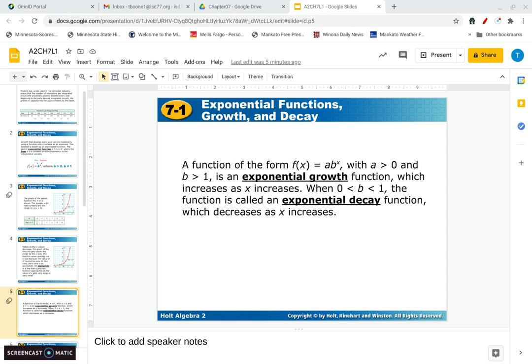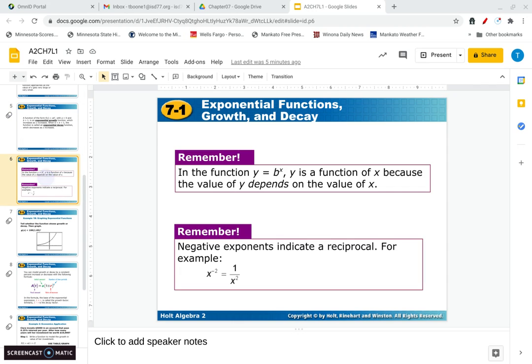But if it's going to decay, things like when you're metabolizing medicine, trash that decays, those types of things, what you're going to see is that multiplier is going to be somewhere between 0 and 1. All right, so let's get going here a little bit.